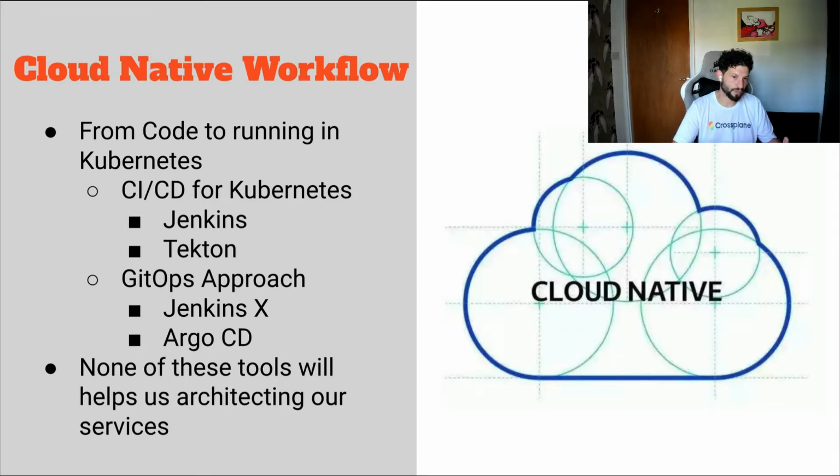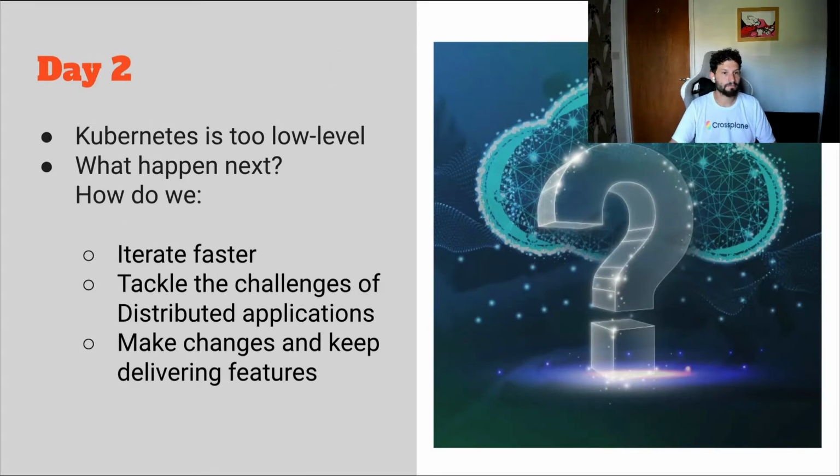But none of these tools will help us to architect our services. None of these tools will help us to test new features, or give us flexibility around which versions of these services we are running. How do we measure if one version works better than the other? How do we do A/B testing and this kind of stuff that is very useful when you are creating a cloud native application, no matter how small it is? So my findings, or at least my personal opinion, is that Kubernetes is too low level.